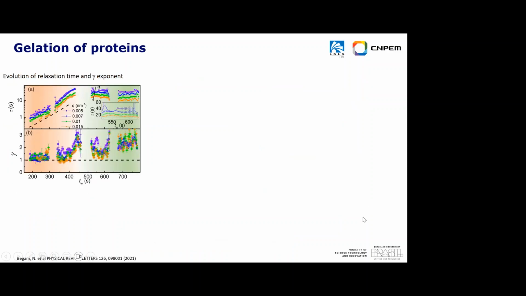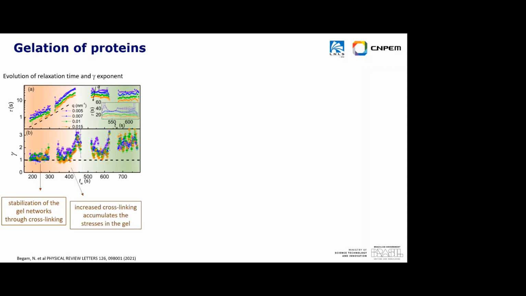So to understand better what's going on, they analyzed the evolution of the gamma exponents and also the relaxation rate with time. So we can observe in the beginning we have an increase of the relaxation time with the increase of the experiment time. And at some point, it becomes constant. This first fast stage is related to the stabilization of the gel network that was freshly formed.